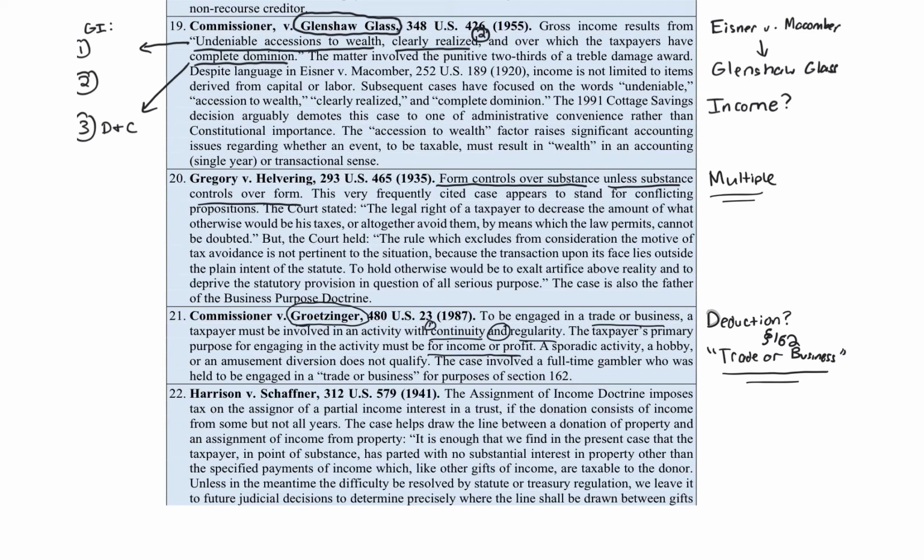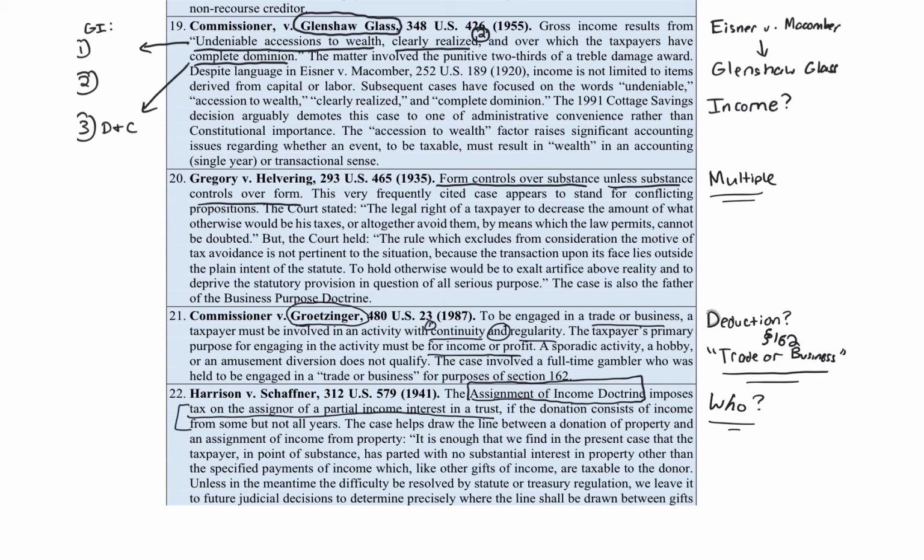Okay, Harrison versus Schaffner. Assignment of income doctrine. So the assignment of income doctrine, that is the who question. Or I should say, what exactly is going on with the who question. So the Harrison versus Schaffner case, assignment of income doctrine imposes tax on the assigner of a partial income interest in a trust if the donation consists of income from some but not all years. That's really all you need to know.